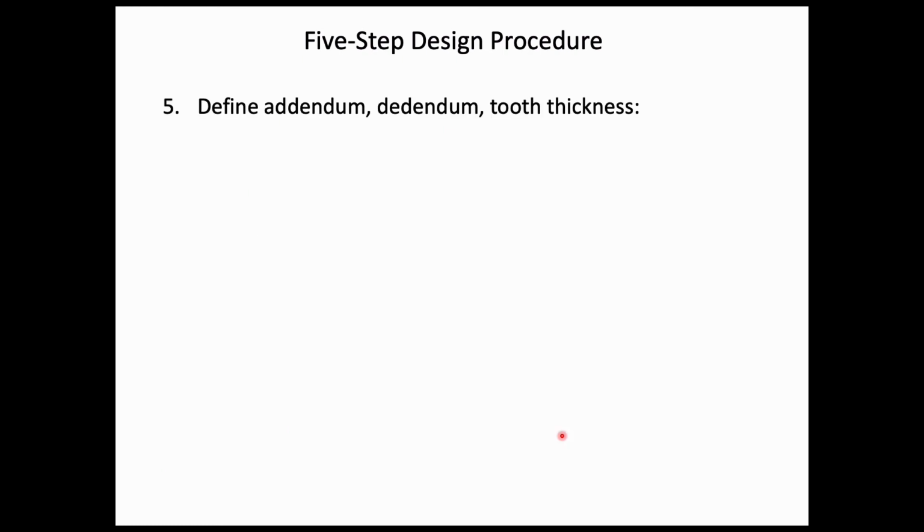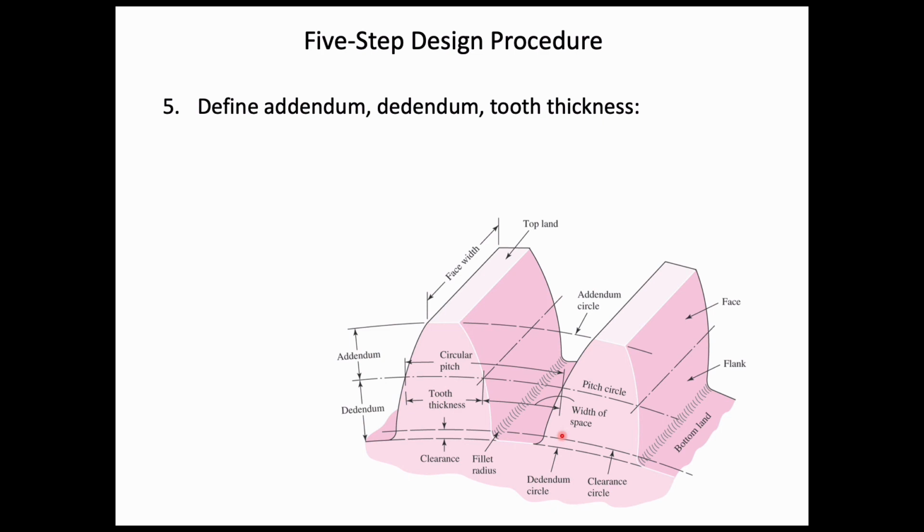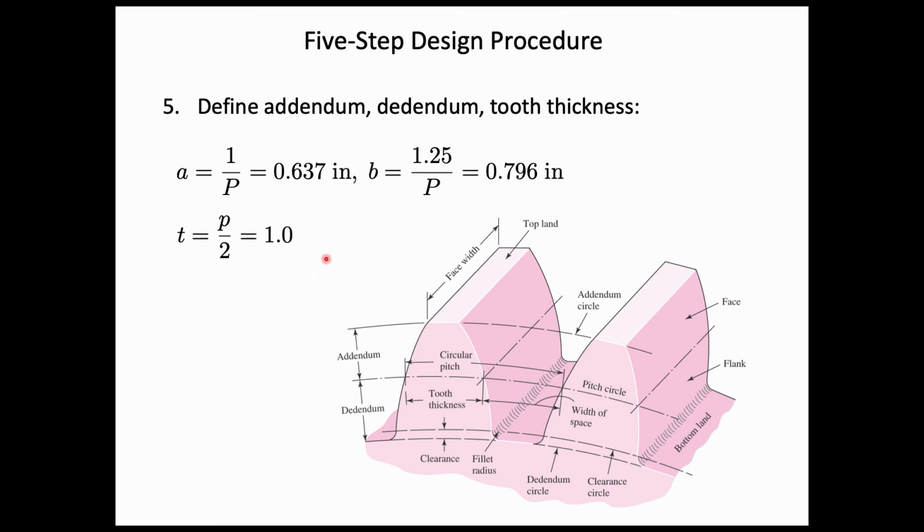The final step is to define the addendum, dedendum, and tooth thickness. So remember, the addendum, that's the distance above the pitch circle; dedendum, the distance below the pitch circle; and the tooth thickness here, that's the arc right at the pitch circle. So the addendum is 0.637, the dedendum is 0.796 inches, and the tooth thickness is 1 inch. Remember, previously we saw the pitch was 2 inches, and this was convenient because of the way I defined the diametral pitch. With that, we're going to end this lecture.